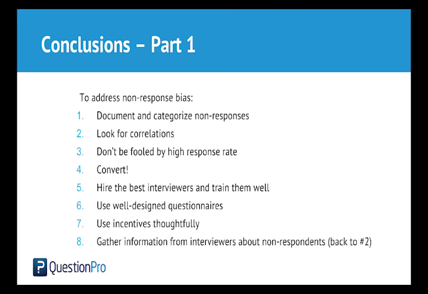First of all, around non-response bias, document and categorize non-responses, look for correlations, and that's also number 8, gathering information from interviewers, what we were just talking about. Number 3, don't be fooled by high response rate. It's not always an indicator that non-response bias has been addressed or vice versa. Convert those non-respondents whenever you can, wherever possible, and build your process to do that.